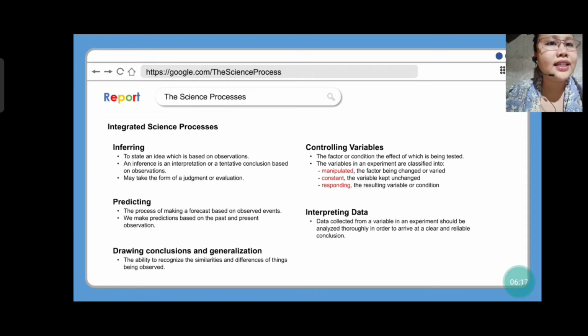So the last integrated science process is drawing conclusions and generalizations. Drawing conclusions and generalizations is the ability to recognize the similarities and differences of things being observed.